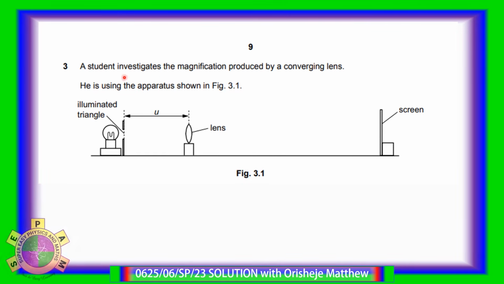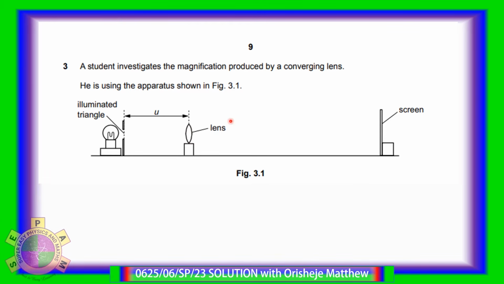Question 3. A student investigates the magnification produced by a converging lens. He is using the apparatus shown. So what are they? You have a ray box having the ray bulb. Then in front of the ray box, there is a triangle here that is illuminated, a hole. Then you have the lens holder.